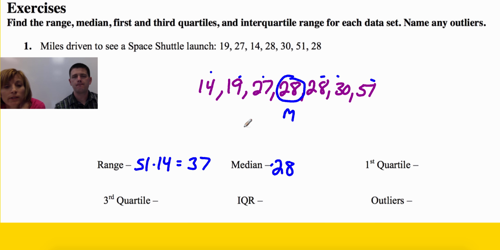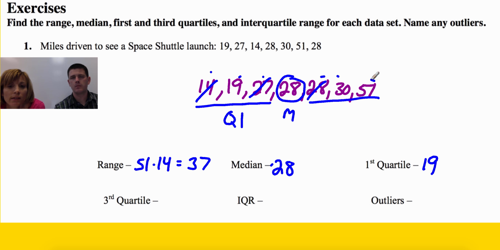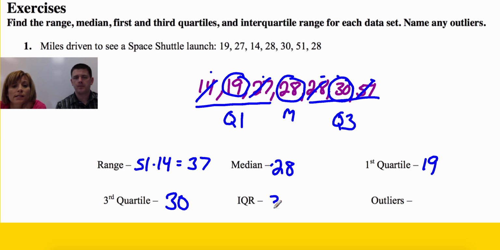All right, not including 28, you're going to find the median of the lower quartile, which stands out pretty easily. 19 is our first quartile. And then we look up above, and we have 30 standing alone for quartile 3. So we found the middle of the whole data set. Then we found the middle of the upper and lower halves. So for IQR, you're doing 30 minus 19, which gives you a total of 11.